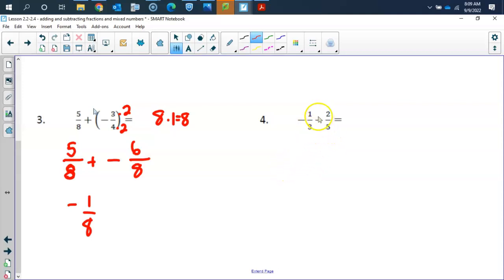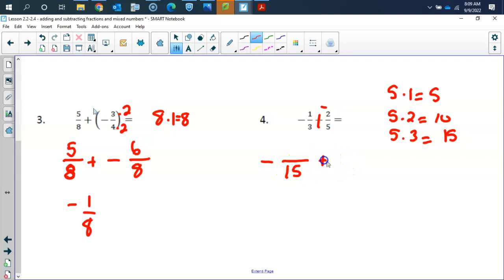Well, first thing I'm going to do, add the opposite, make 2 marks. Now we need to find a common denominator. Let's start with the 5. 5 times 1 is 5. Does 3 divide into 5? No, it does not. 5 times 2 is 10. Does 3 divide into 10? No, it does not. 5 times 3 is 15. Does 3 divide into 15? Yeah, it does. So our common denominator is going to be 15. So negative something over 15 plus negative something over 15.